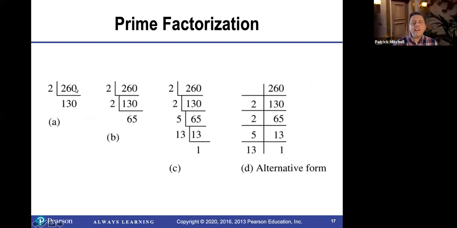So here's 260 again. Start with the number 2. 260 divided by 2 is 130. 130 divided by 2 is 65. Now I'm done with 2, and 3 doesn't work. 6 plus 5 is 11, which is not divisible by 3. However, 5 works. 65 divided by 5 is 13. And then really at that point we're done, right? Because 13 is a prime number, okay? And then this is just another way to show that work.